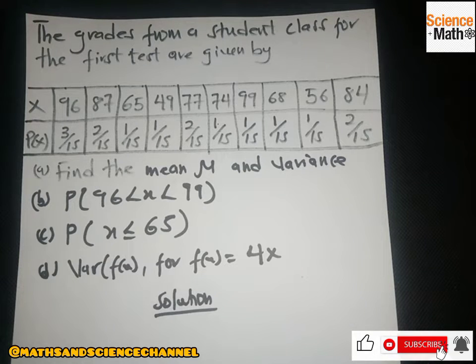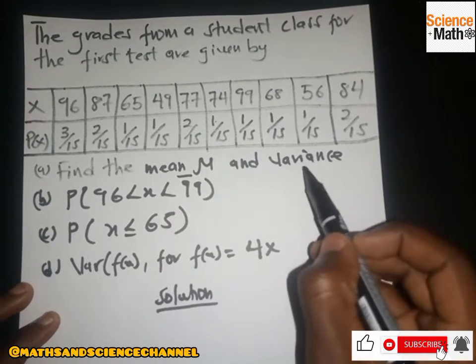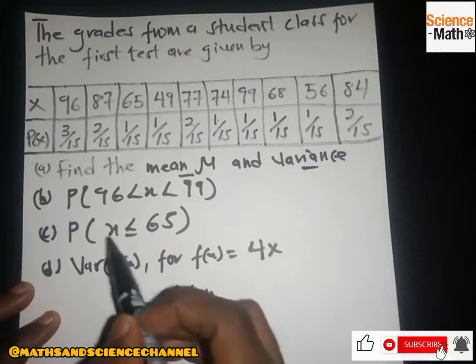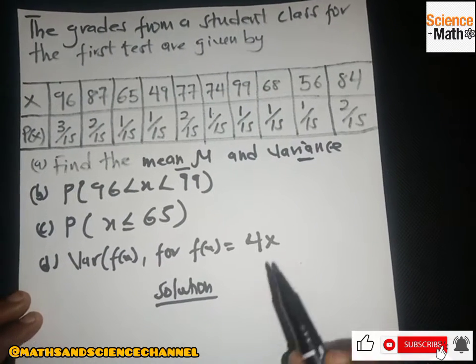Now in this section we have a question on discrete variable. So let's quickly look at the question here. The question says the grade from a student class for the first test are given by... So in each and every case we are given the probability for each and every grade, and then the first question says we should find the mean, and then also we should find the variance, and then we are given sub questions. So let's look at how we can solve this.